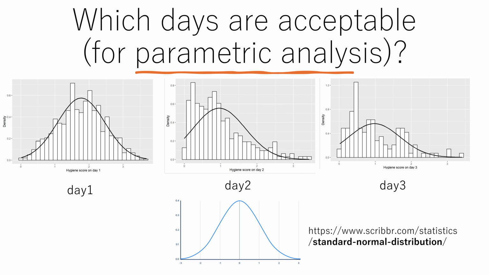If one of them is clearly skewed or has heavy tails, we might need a data transformation or use a non-parametric test instead. So this visual check is our first step before running a formal normality test. Day 2 and day 3 are doubtful. In my case, I would not apply the parametric test in this case.